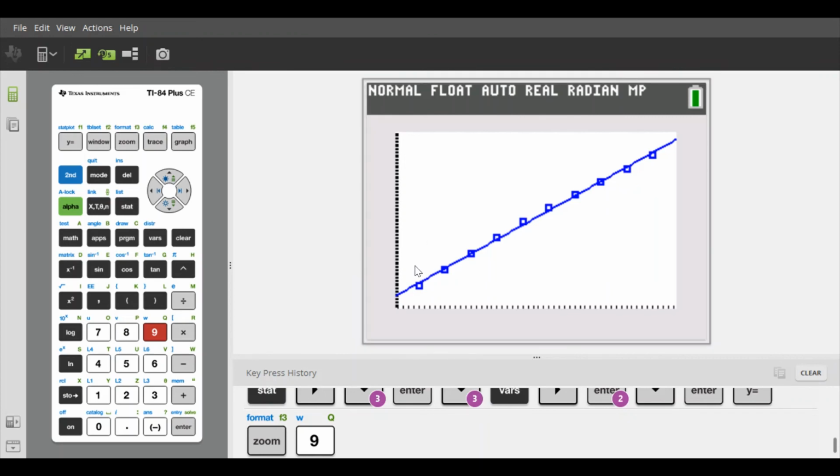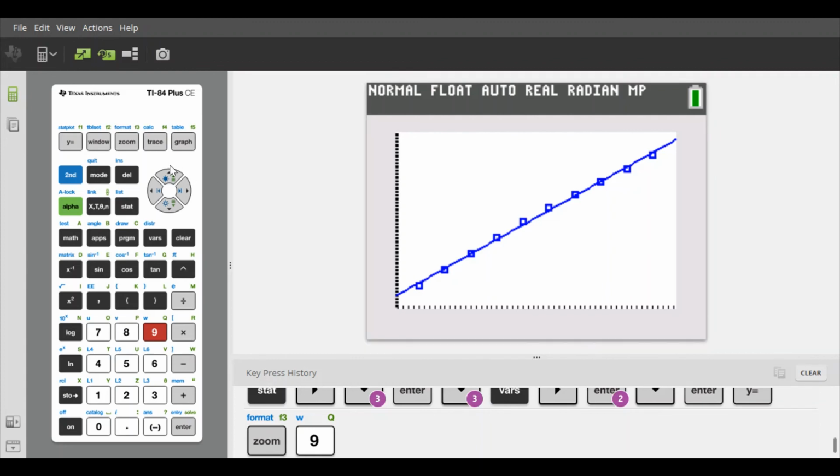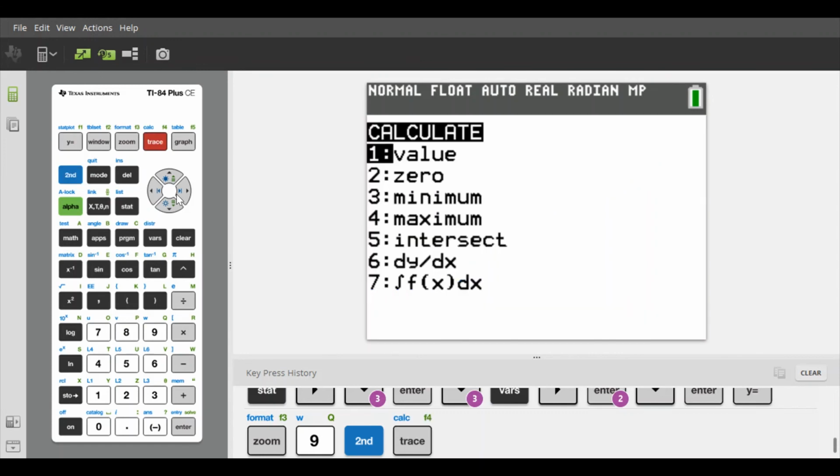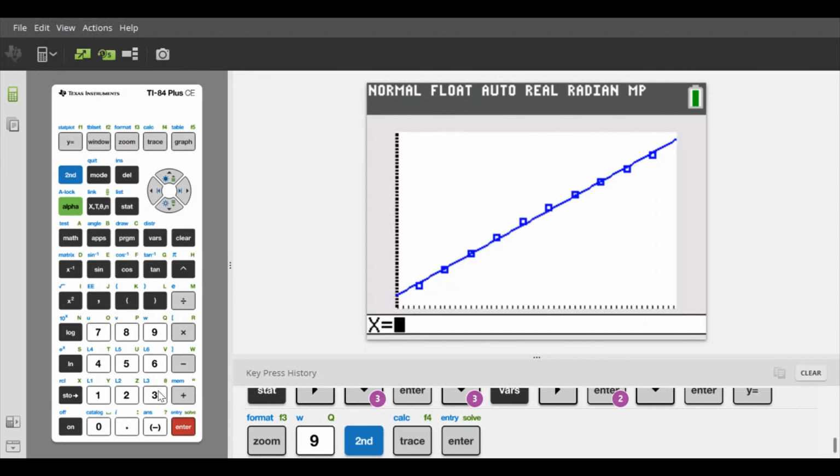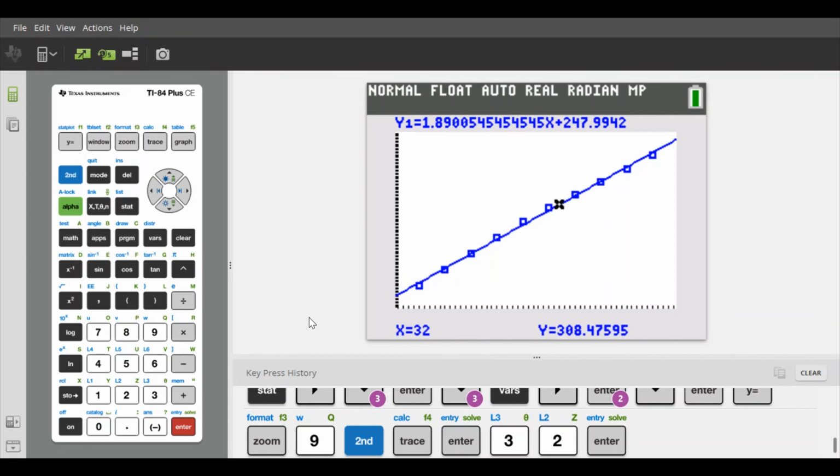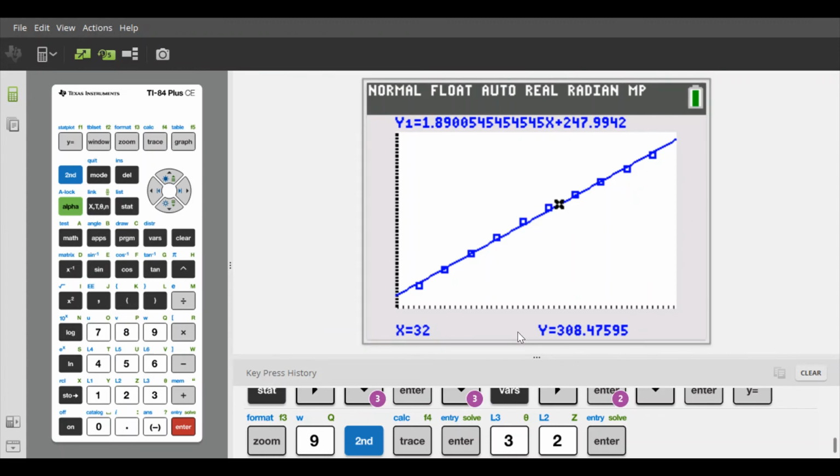Next thing we want to do is find what does the model predict the population will be in 2042. And we determined that 2042 represented year 32. So we'll do second calc value for x equals 32. And it gives us an answer of 308.476 million. So we'll write that down when we get back to our lecture notes too. You can go ahead and write it down if you want to.